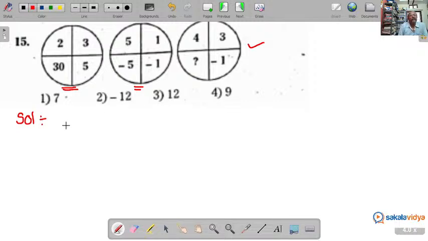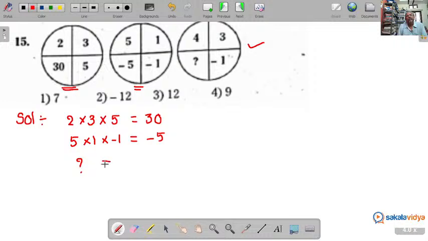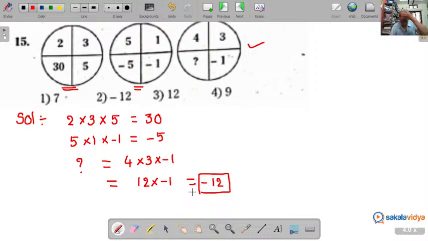Right, now the first figure we can write like this: 2 times 3 times 5 equals 30, right? And next 5 times 1 times negative 1 equals negative 5. We need the question mark, that is equal to 4 times 3 times negative 1. So 4 times 3 is 12, 12 times negative 1. Positive into negative is negative, so negative 12. So this is the right answer. Which is the right option here? Negative 12, the second option is the right option.